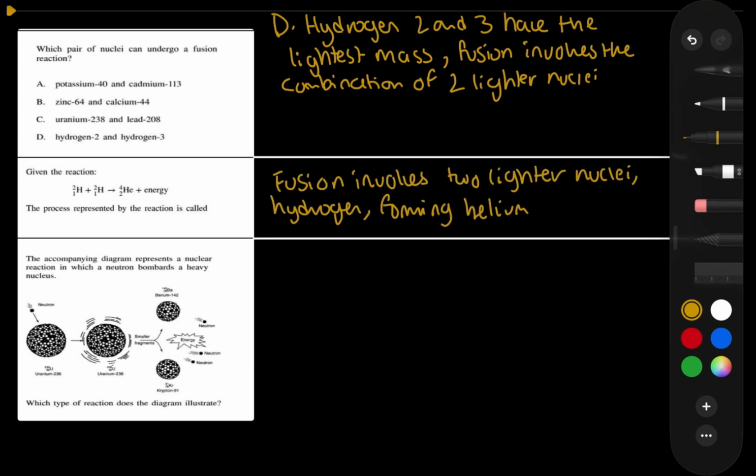Now for the last one, it's saying that the accompanying diagram represents a nuclear reaction in which a neutron is bombarding a heavy nucleus. And we can see here that the neutron is bombarding uranium, and it's releasing a lot of energy and neutrons. And we can see in the graph that it actually has smaller fragments. So we immediately know just by using the graph that this is a nuclear fission reaction, because there's a neutron that's bombarding a large and unstable nucleus, causing it to split into separate, smaller ones.